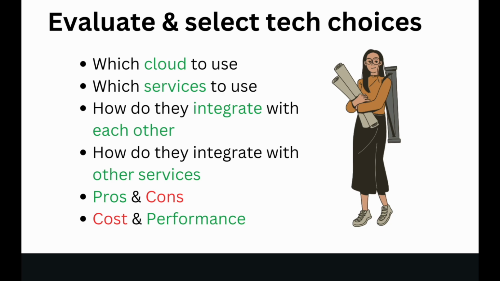Check how these services integrate with each other, as well as how they integrate with other services like monitoring, orchestration, governance, etc. Think holistically when selecting the tech stack. Evaluate each of these carefully, study their pros and cons, and understand the performance and cost aspects. Since this video explains an architectural blueprint, I'll not get into more details related to the tech choices.